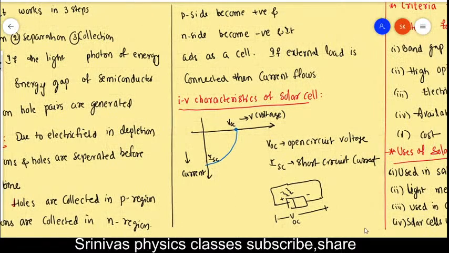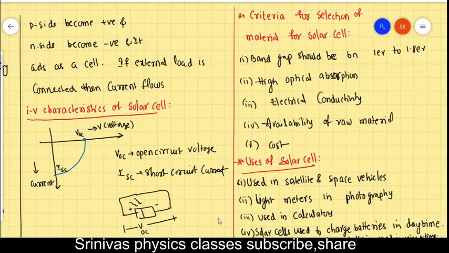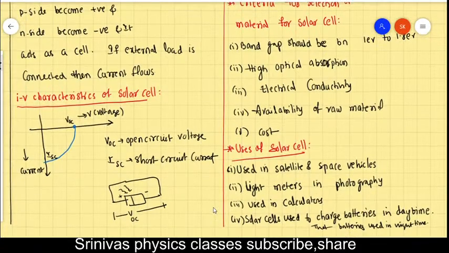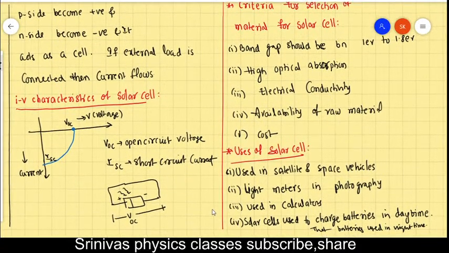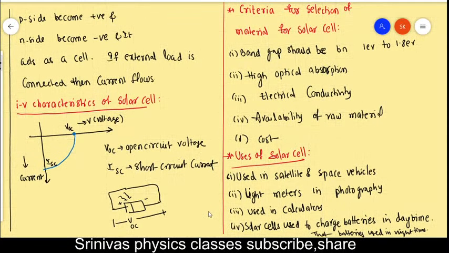Now let us see which type of material we have to select to make the solar cell. The criteria for selection of material for the solar cell: the band gap should be between 1 electron volt and 1.8 electron volts. You have to select a semiconductor material whose band gap is between 1 and 1.8 electron volts. High optical absorption should be there.